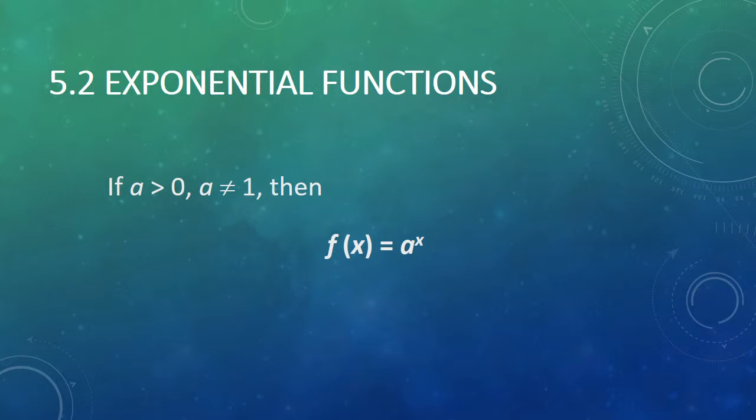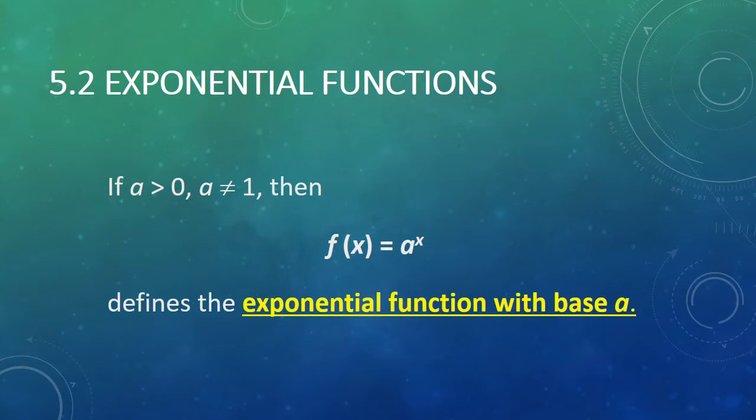So if a is greater than 0 but not equal to 1, then f of x equals a to the x defines the exponential function with base a. So an exponential function is a function where your x, your variable, is in the exponent. That's why it's called exponential. Your variable is in the exponent, in the power. The number that you're raising to that power is called your base, and your base will be a constant.